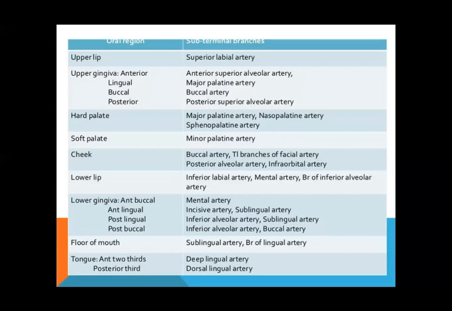Minor palatine artery. Cheeks: buccal artery, branches of the facial artery, posterior alveolar artery, infraorbital artery. Lower lip: inferior labial artery, mental artery, branch of the inferior alveolar artery. Gingiva: inferior buccal, inferior lingual, posterior lingual, and posterior buccal, incisive artery, sublingual artery, inferior alveolar artery, and buccal artery.